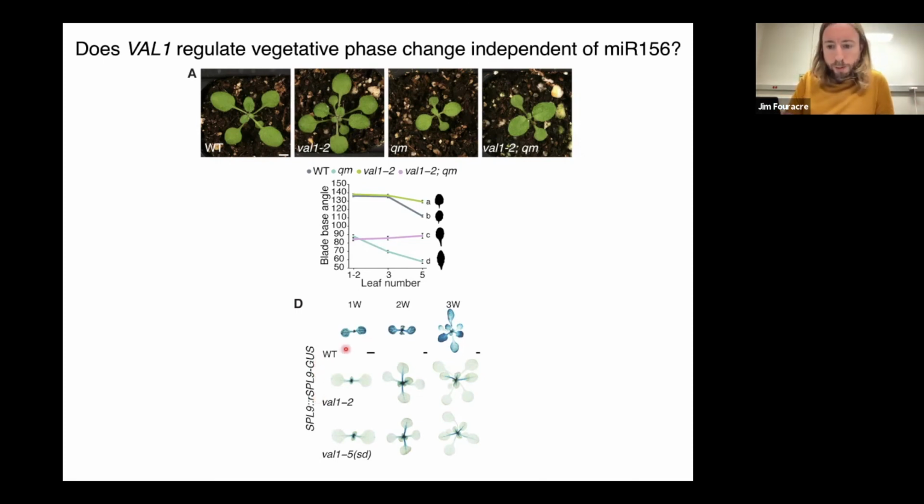In wild type plants, you see a very strong expression of this resistant reporter throughout development. But in a VAL1 background, two different alleles here, you see a large suppression of the reporter, both in terms of the GUS staining and also the delayed leaf initiation phenotype. So this suggests that the 156-independent role of VAL genes is at least in part mediated by a transcriptional regulation of SPL genes themselves, independent of 156.